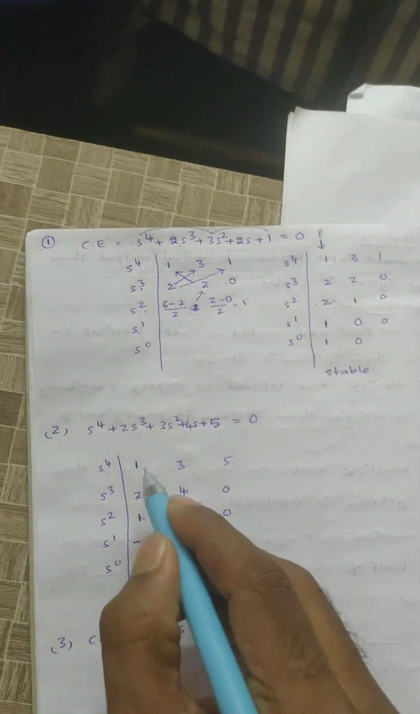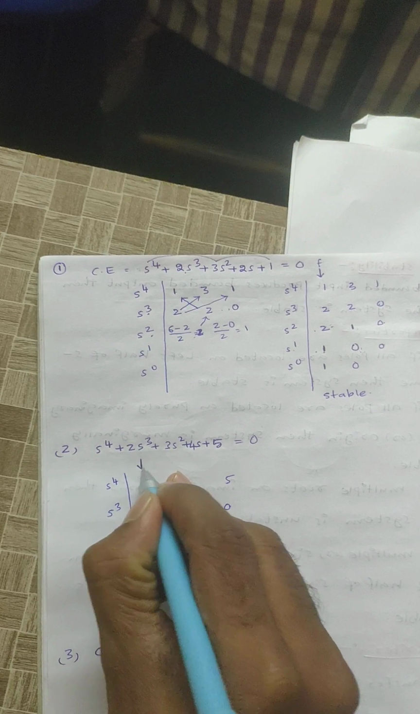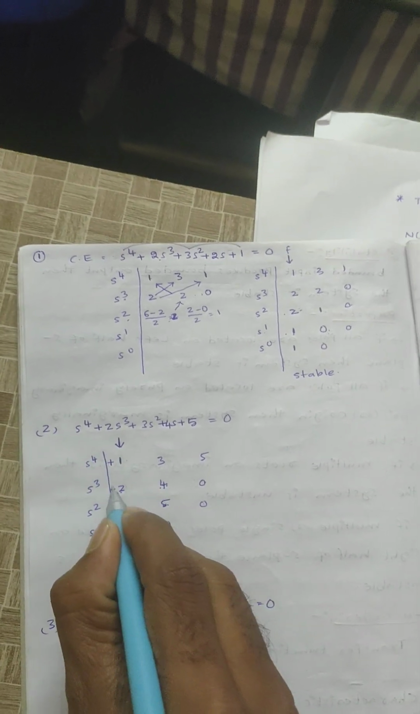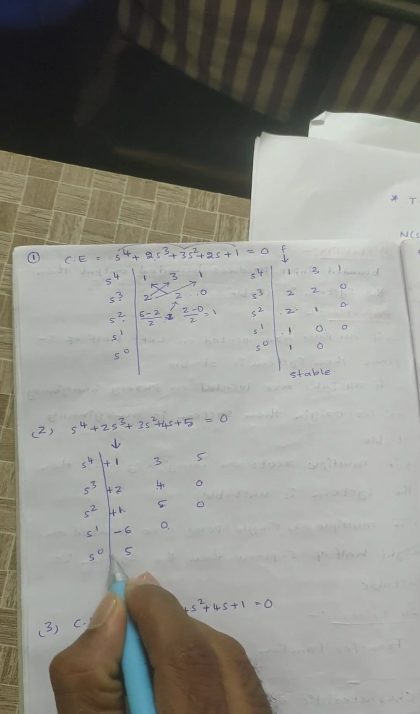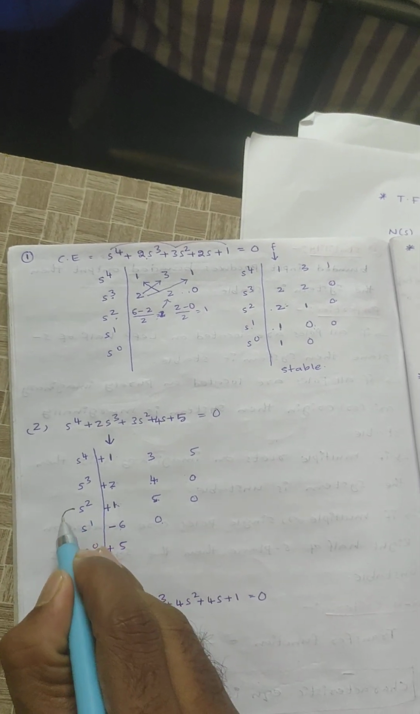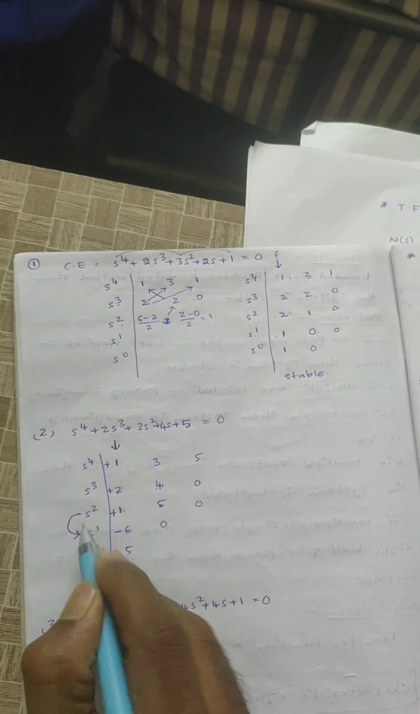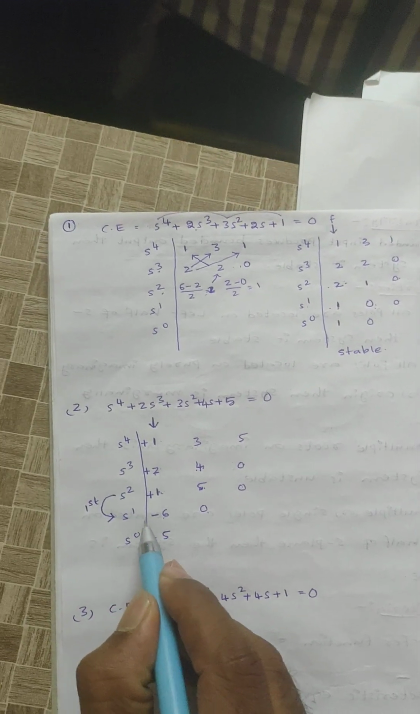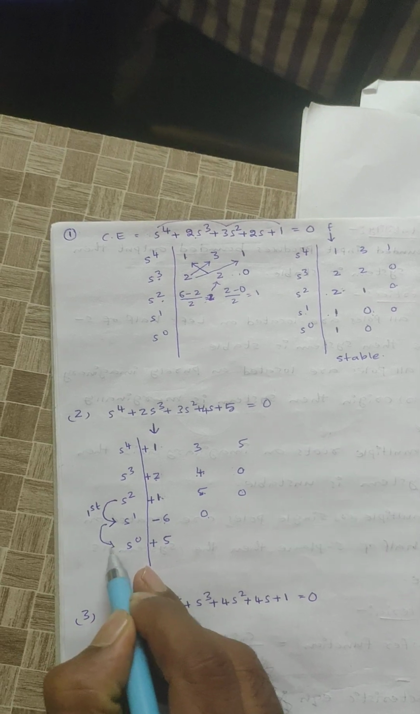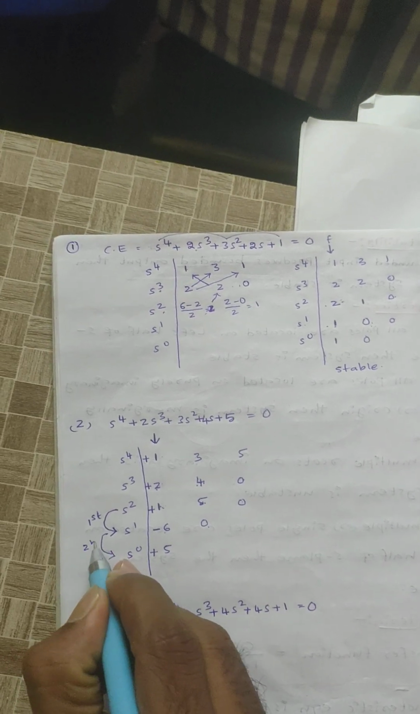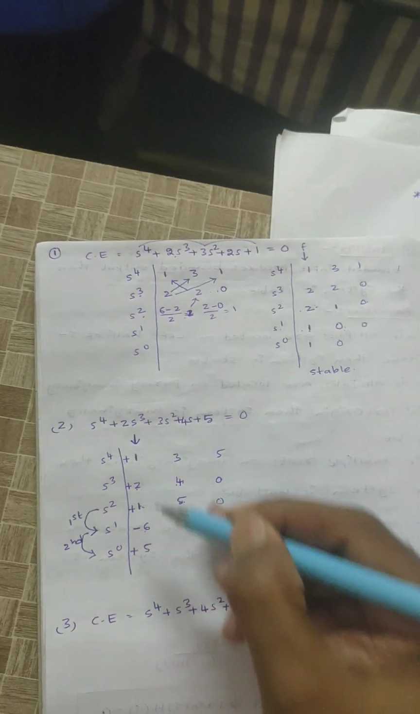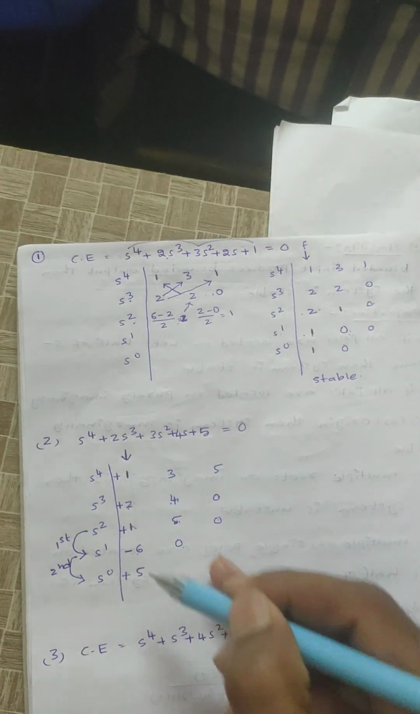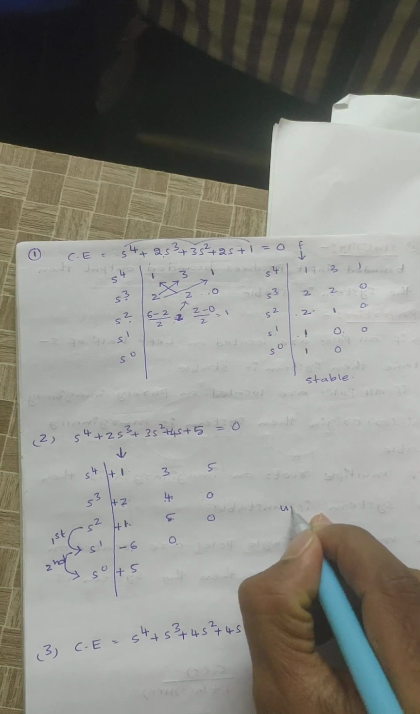Now see here, in the first column elements: positive, positive, positive, negative, positive. That means from s square to s power 1, one time sign change. Positive to negative is one sign change. Next, again from s power 1 to s power 0, negative to positive, second time sign change. That means all elements in the first column should be positive, not negative. Hence it is an unstable system.